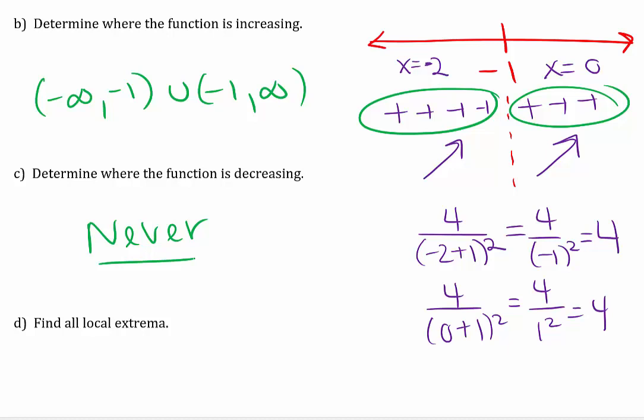And are there any local extrema? No, for several reasons. If it's increasing and increasing, it's never changing from increasing to decreasing, so there can't be a max and there can't be a min. In addition, my only critical number is a place where the function is undefined. It's not in the domain. That's an asymptote. That's not a point on the function, and so that cannot be a max or a min.